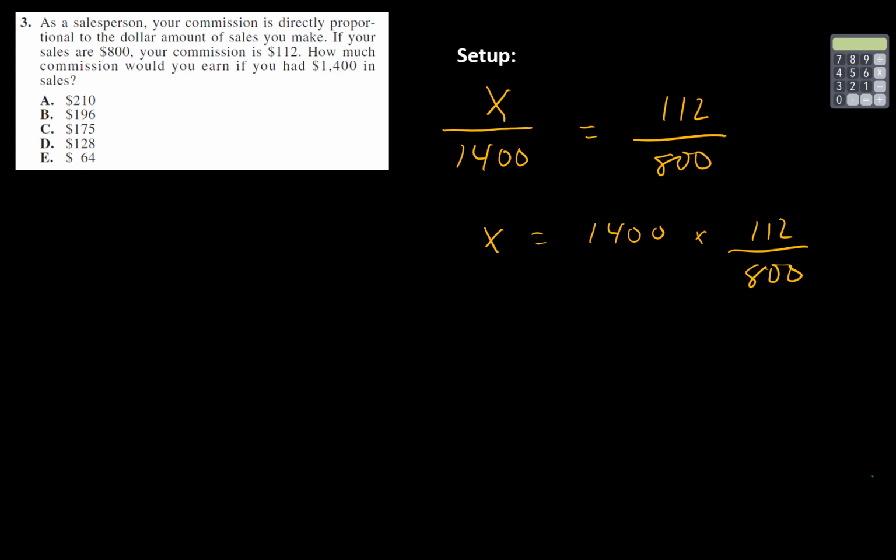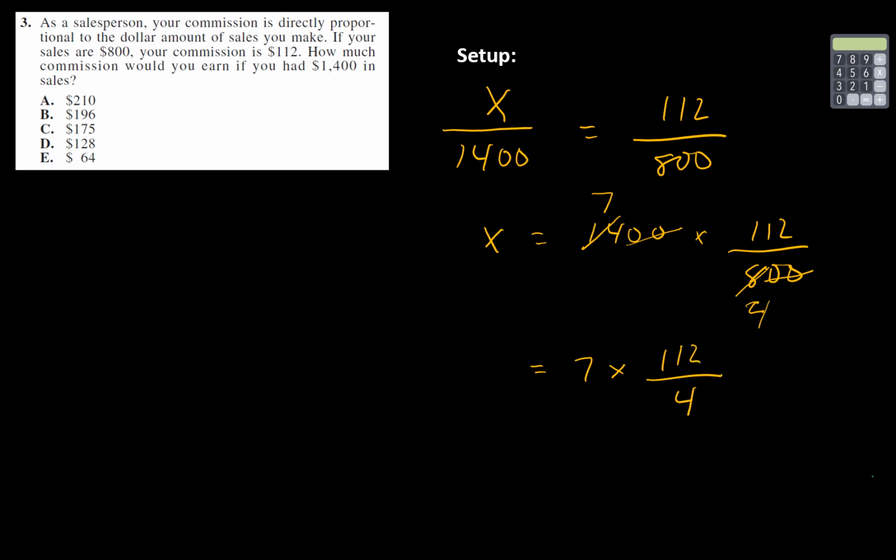So first we're going to show you how to simplify to solve for X, and then we'll show you how to put this into the calculator. So to simplify this, we notice that 800 and 1,400 both share 2 zeros, so we can cancel those out. We notice that 8 and 14 share 2 as a factor, so 8 divided by 2 is 4. That gives us 7 here. So we get X equals 7 times 112 over 4.